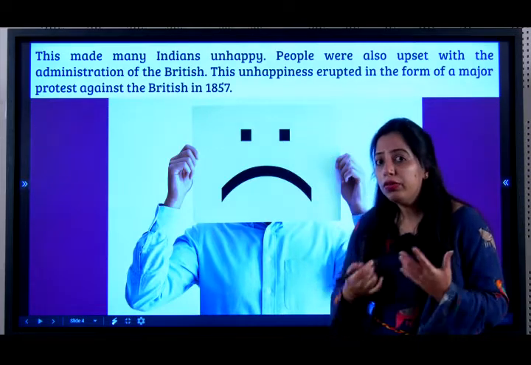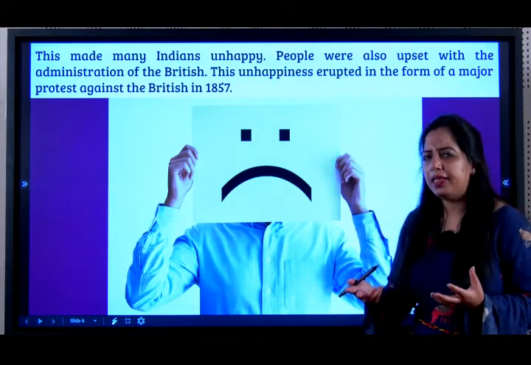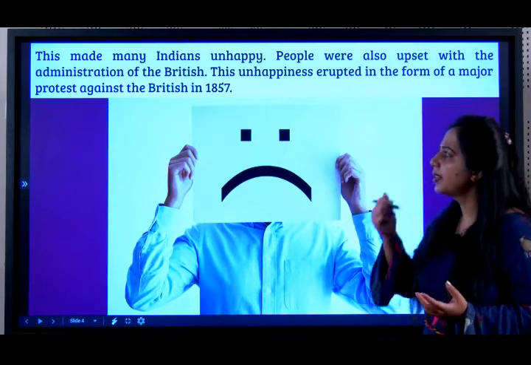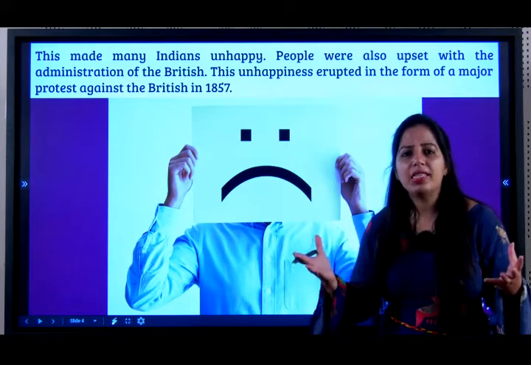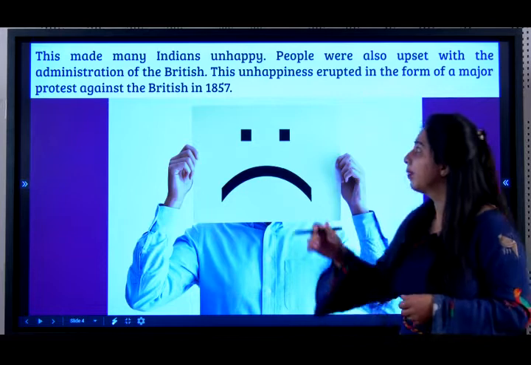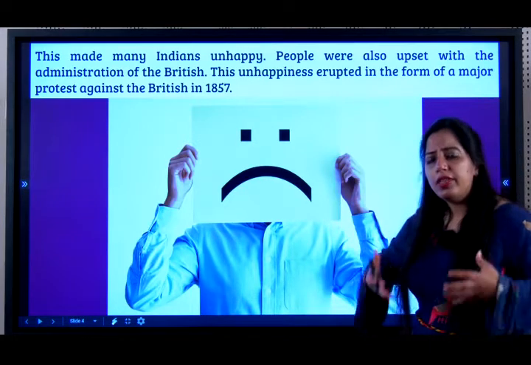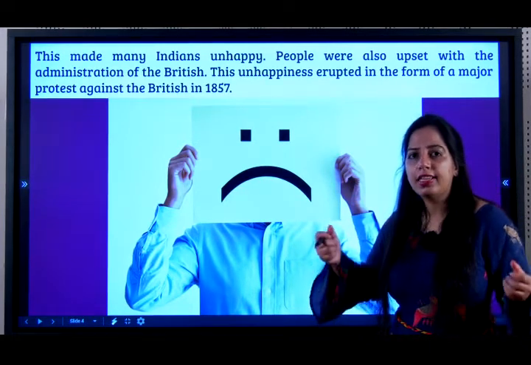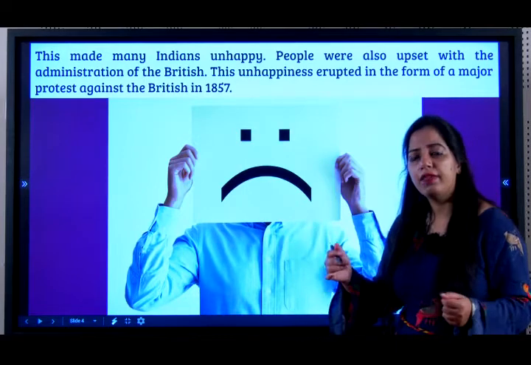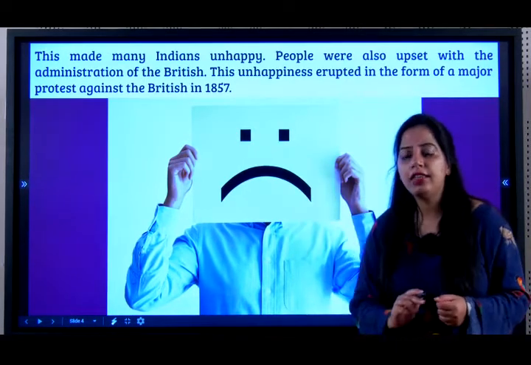This made a lot of Indians very unhappy. People were also upset with the way the British were administering the country. So, all of this unhappiness resulted in a protest. In which year? In the year 1857.